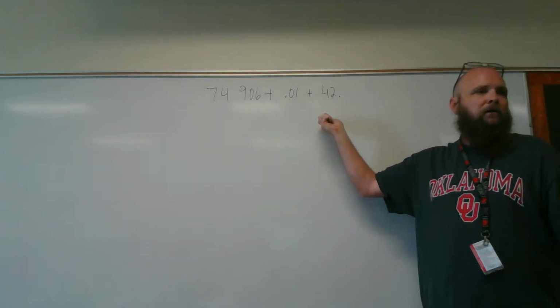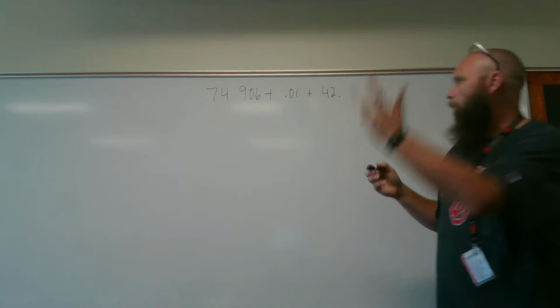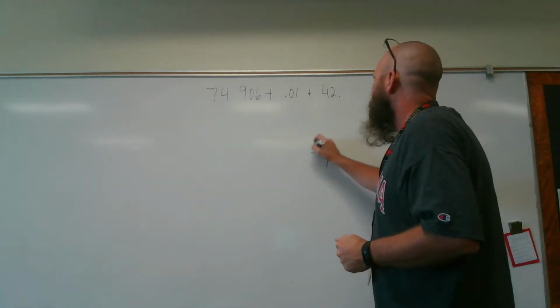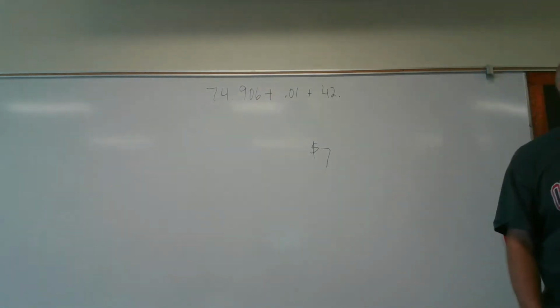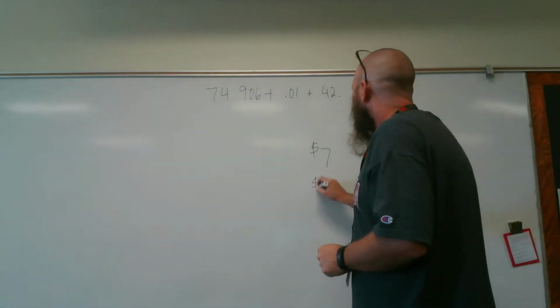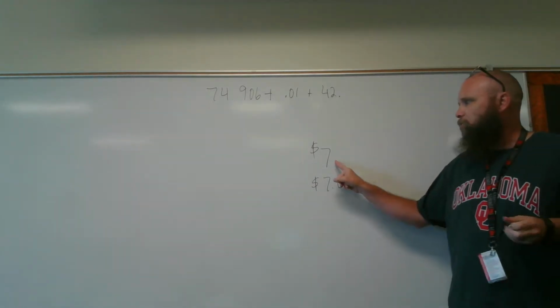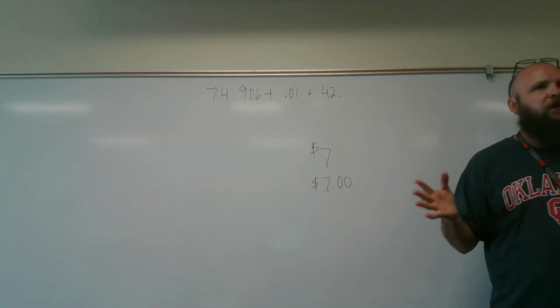it's right there. Because let's say I had $7, I could write $7 like that, or I could write $7 like that. And that just shows the decimal point is right after that, and it doesn't change the value.